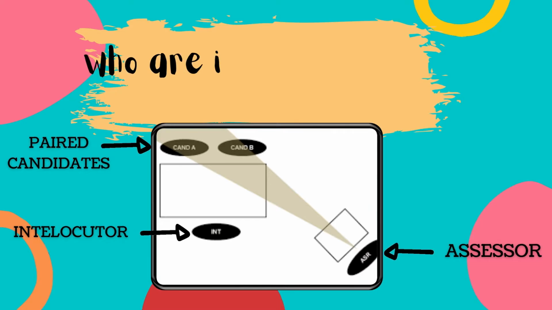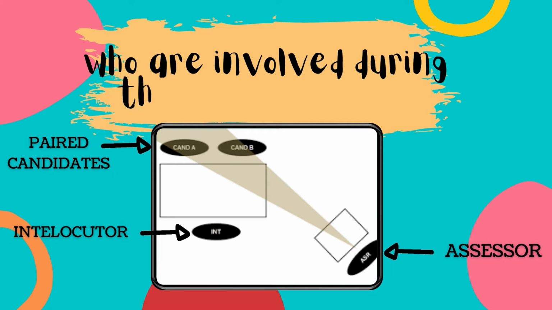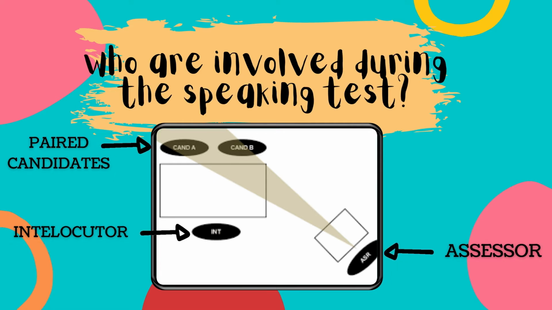This is a visual of how the test room should look. During the test, you and your partner will be sitting before an examiner, also called the interlocutor. The interlocutor is a person who will manage the interaction in the test. There is also another examiner called the assessor, who is responsible for assessing your speaking performance using an assessment scale.